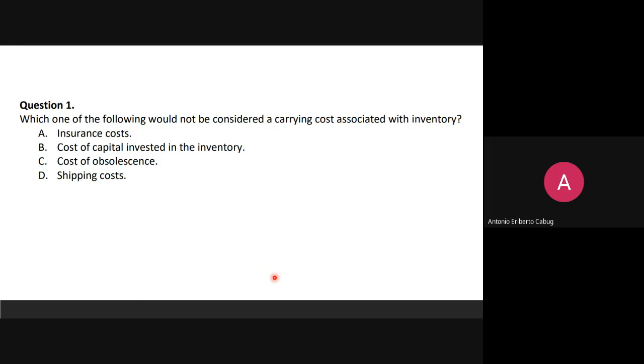Okay, wala? O, second handout na tayo. Let's now go to second handout, inventory management. Question number 1. Which one of the following would not be considered a carrying cost associated with inventory? A, B, C, or D? Enter your answers.